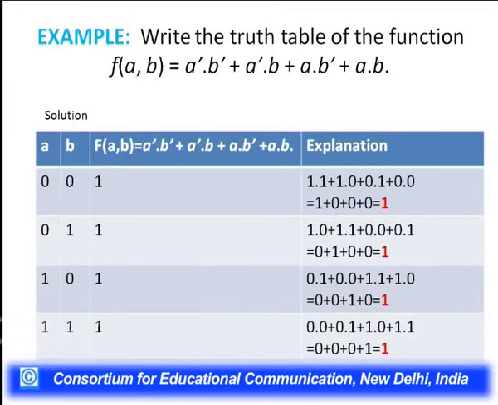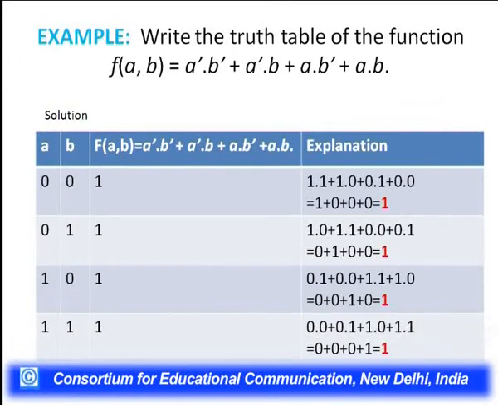Now consider the value of a and b as 1 0, the value of a is 1 and the value of b is 0. Now put the value of a and b in the above expression a' dot b' plus a' dot b plus a dot b' plus a dot b. After putting the values we will get the result 1 and put this 1 in the function.